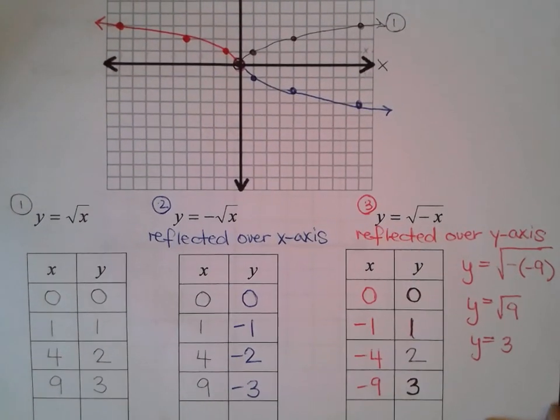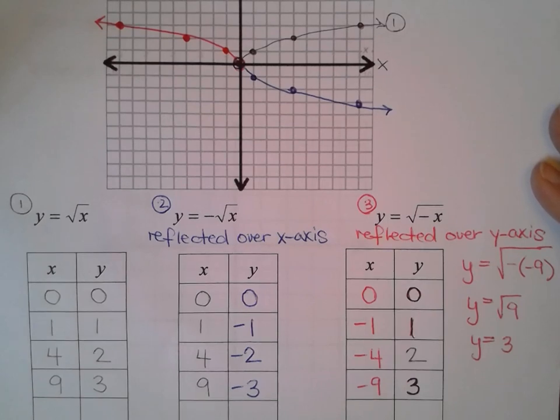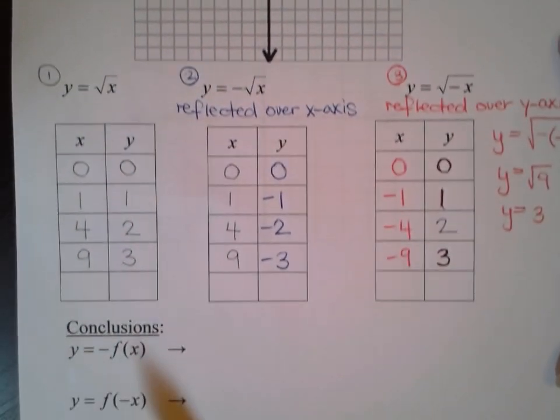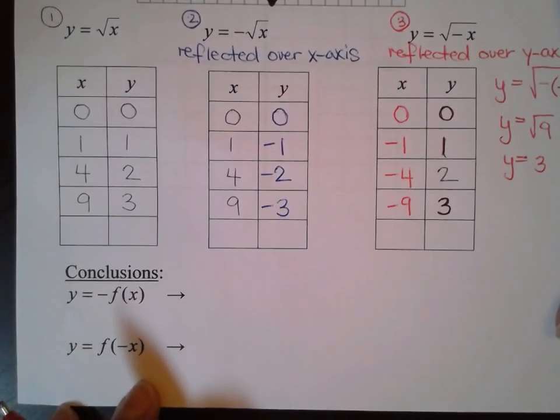Okay, so now you can see if I place a negative on the outside of a function, it's going to affect the y values and it's going to reflect the shape over the x-axis. If I put a negative inside the function, it's going to affect the x values and it's going to reflect the shape over the y-axis.